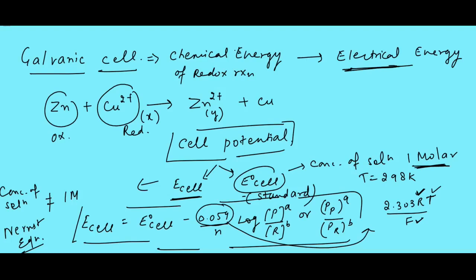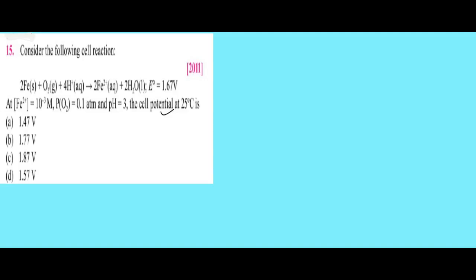Okay, so when you change the temperature from 298 to something else, then you will not be getting this value 0.059. Okay, now we will do the numericals based on this Nernst equation. So this is a question of JEE 2011 which is based on Nernst equation. So let's read the question.